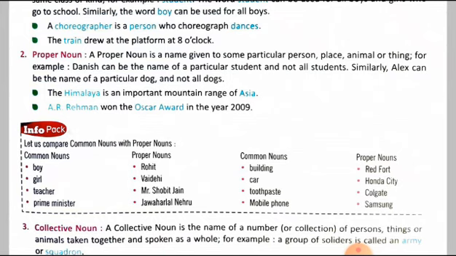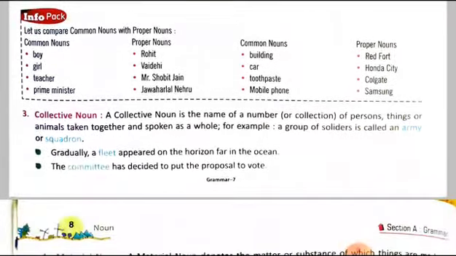So is it clear? A common noun gives us the whole kind or group or species name, but a proper noun gives us a particular name of that class or kind. Clear, beta? Now, third, collective noun. A collective noun is the name of a number or collection of persons, things or animals taken together and spoken of as a whole. For example, a group of soldiers is called an army or squadron. A collective noun is the name of a group or collection.